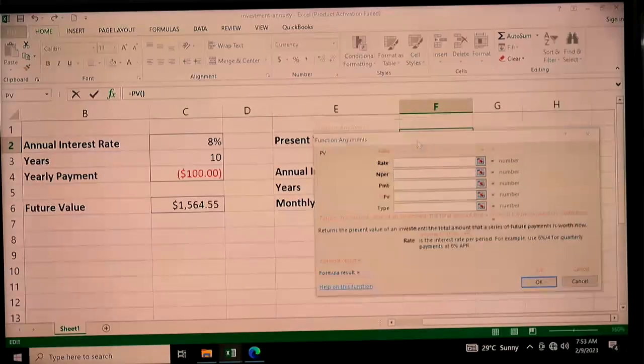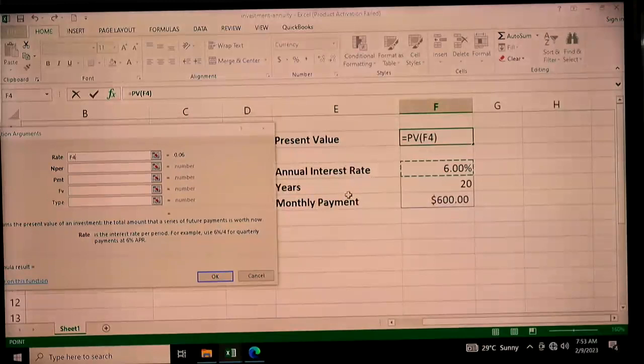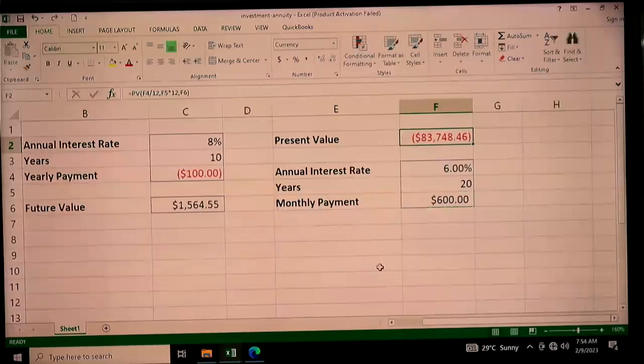Then from there, you select the rate. We are given the annual rate here as 6%. Since this is an annual rate and you are working with the monthly payment, you have to divide it by 12 to make it a monthly rate. Then the duration: here we are given 20 years. Again, you have to multiply by 12 so that we get the duration in months. Then finally, you pick the monthly payment, the amount given here. And once you do this, you get the present value of this amount.